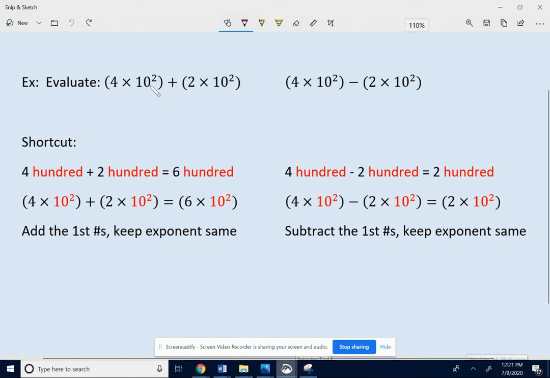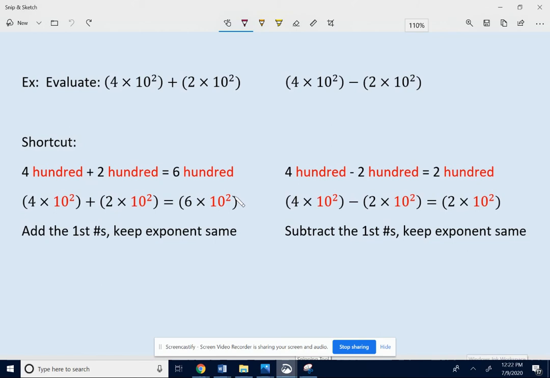For an example, 10 to the second, same problem. 10 to the second is just 100. 10 times 10 is 100. So 4 times 10 to the second plus 2 times 10 to the second is really just saying 400 plus 200. Well, you know that 400 plus 200 is 600. Every time you see that 100, that's really the same thing as 10 to the second. So 4 times 10 to the second plus 2 times 10 to the second would have to be 6 times 10 to the second. So again, just think of all of those 10 to the seconds as representing 100.